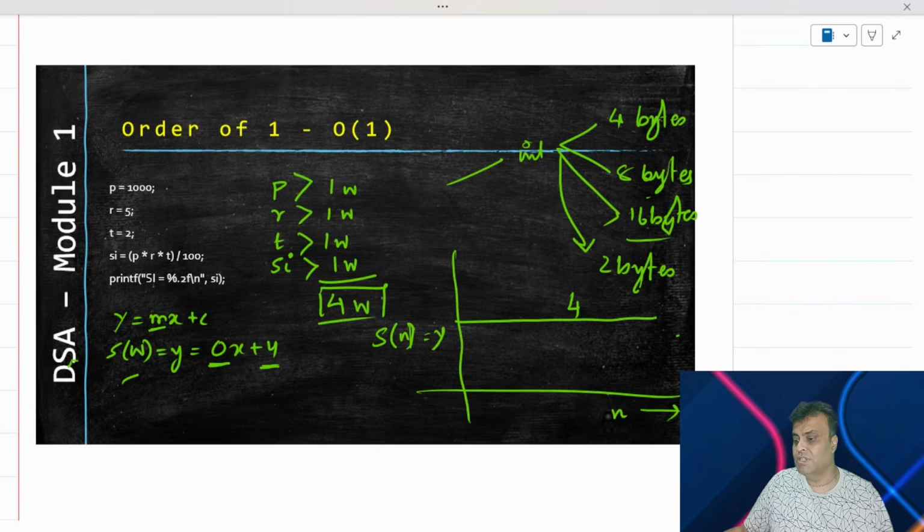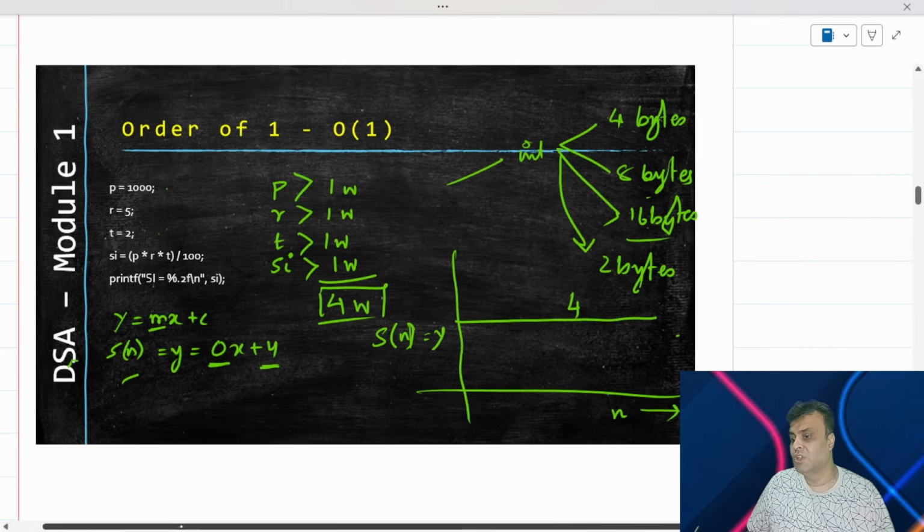So what am I establishing here? My S of N, which is basically trying to say, do I increase with the number of inputs? I'm saying no, I don't increase. I remain at 4 words every time for any kind of input you give to me. So this is what it means. We will always be at 4 words of space for any kind of input you give me.